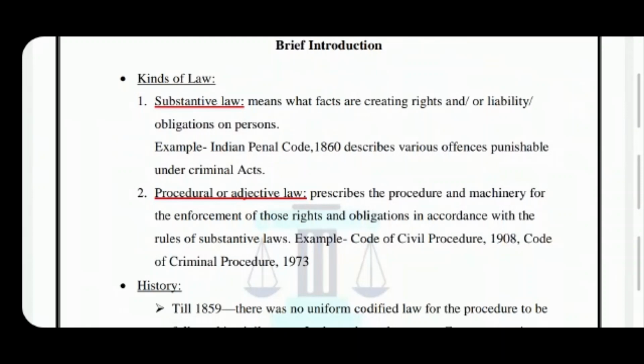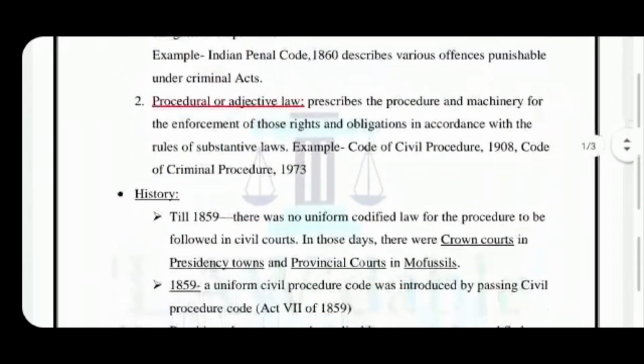Now, firstly we will study the history of the Civil Procedure Code 1908. Till 1859 there was no uniform codified law for the procedure to be followed in civil courts, as in those days there were two types of courts, crown courts and provincial courts. Crown courts were there in presidency towns and provincial courts were there in mofusils.